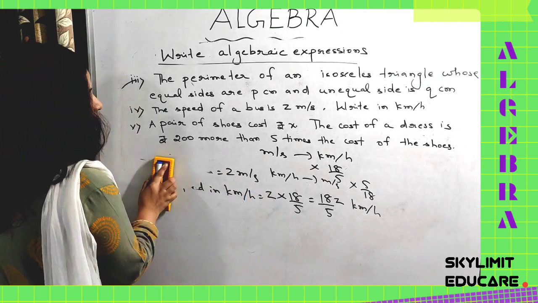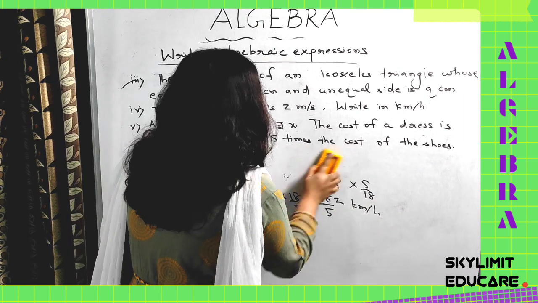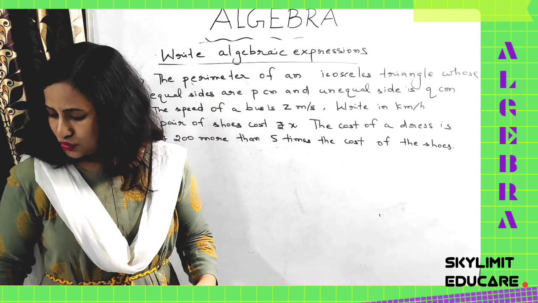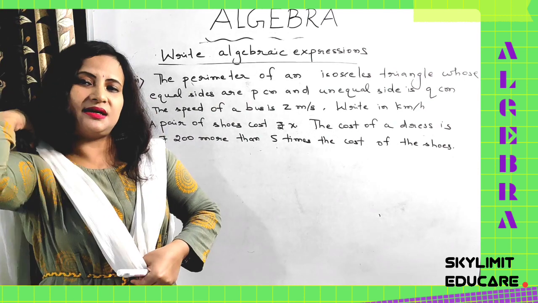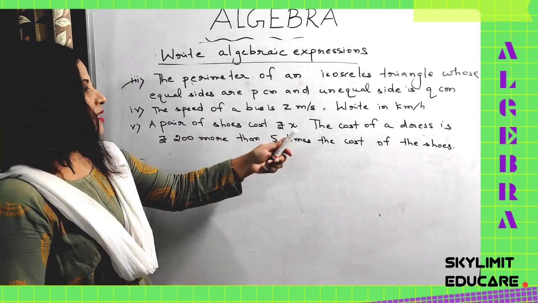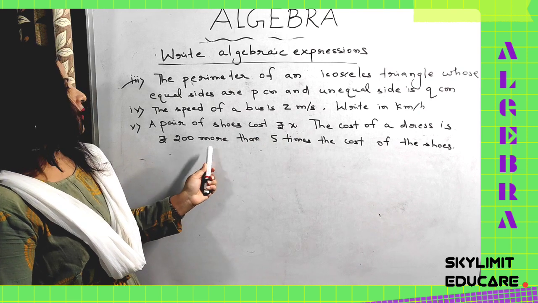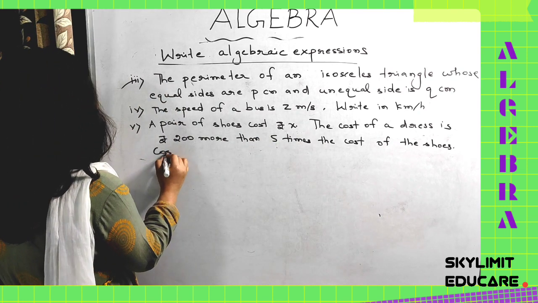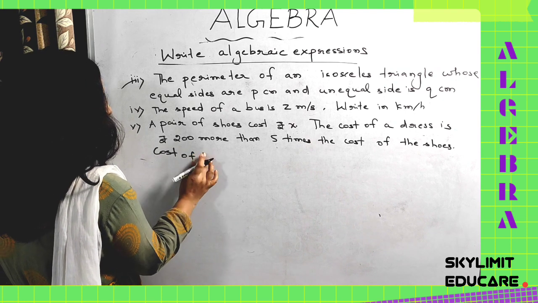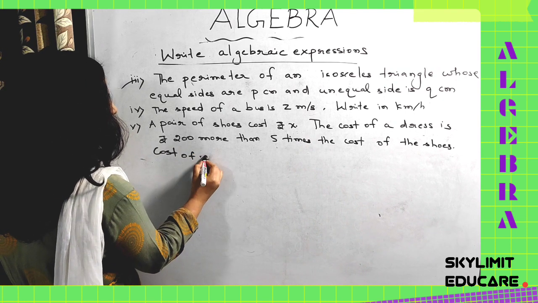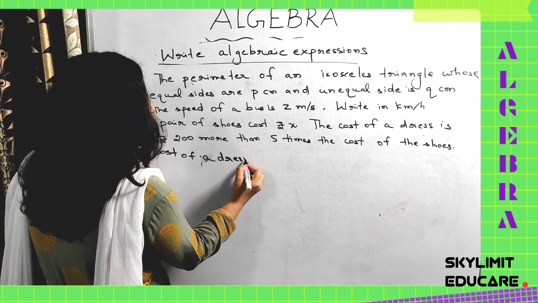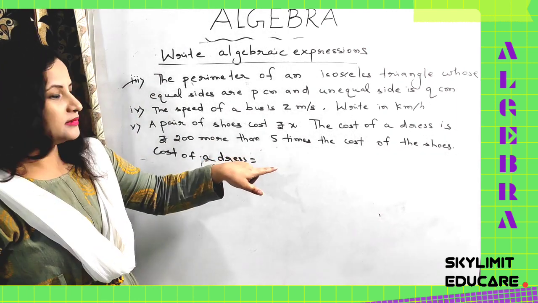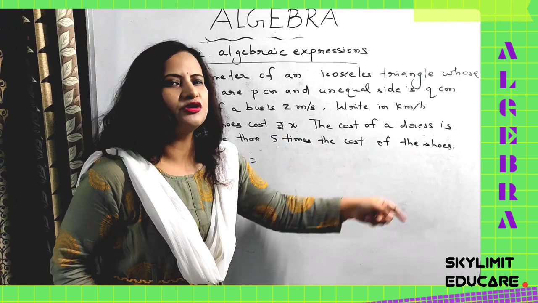Last question. A pair of shoes costs rupees X. The cost of a dress is rupees 200 more than 5 times the cost of the shoes. Very simple, okay? You simply find out the cost of the dress. Now what is the cost of the dress? 200 more than 5 times the cost of the shoes.